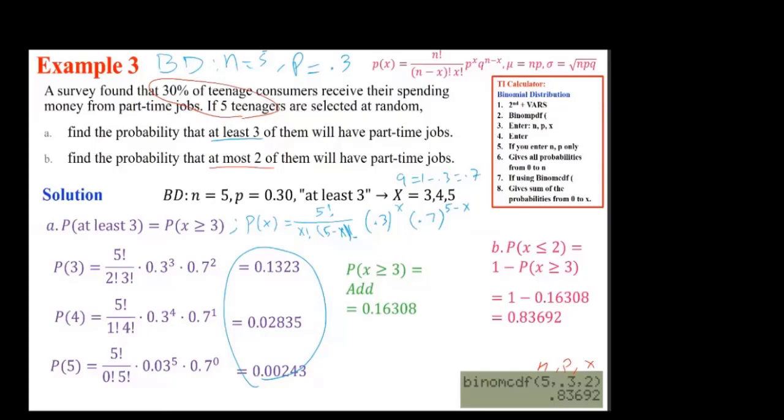If you're using the technology for part A, part B must be calculated first, and then A is 1 minus that, according to complementary events.